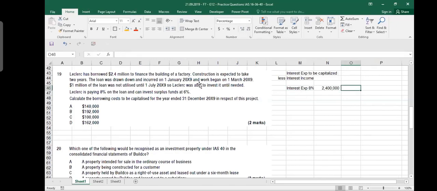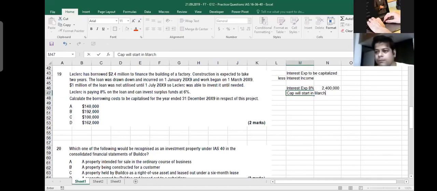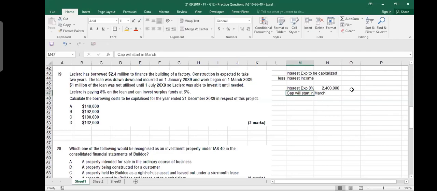But the thing is that it says that the work began on 1st of March. So capitalization will start in March. Yeah, capitalization will start in March when the construction starts, because if the construction does not start, you cannot capitalize. You can only capitalize when your process begins. So I will have 2.4 million multiplied by 8%, and from March until December. So January and February are not included. So 10 divided by 12 I will do. Do you understand the point?